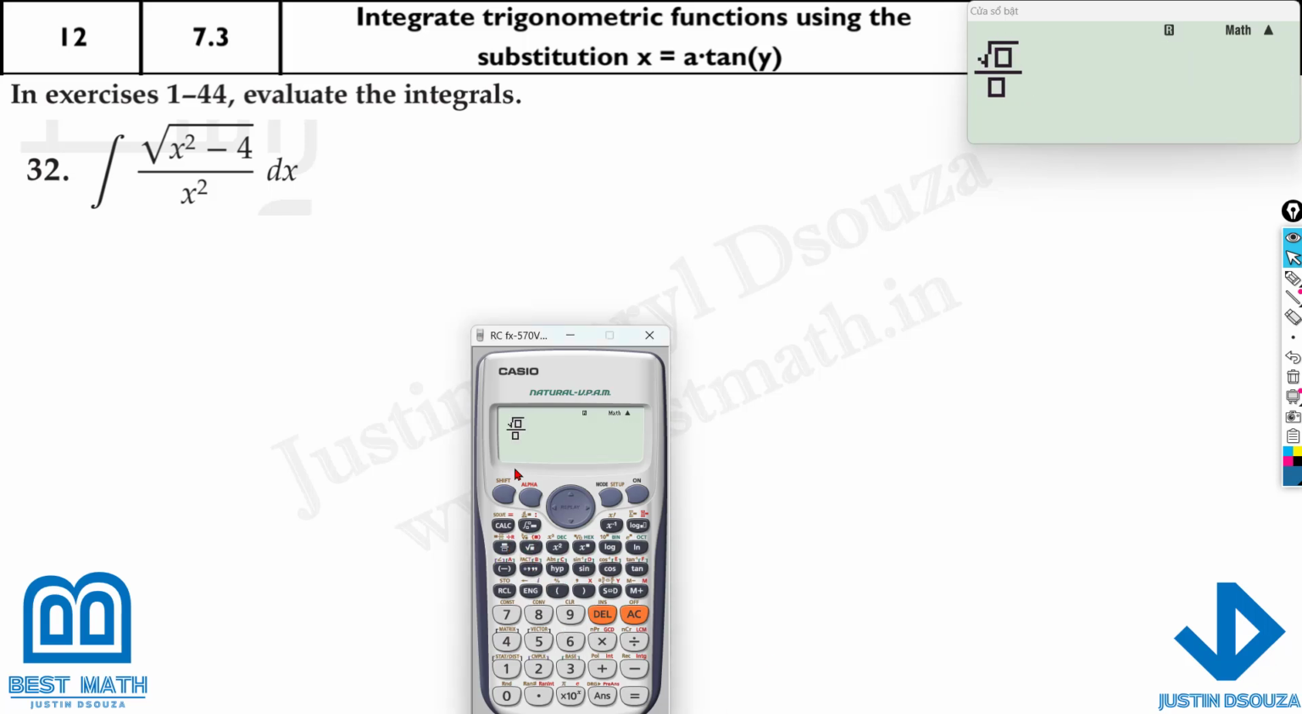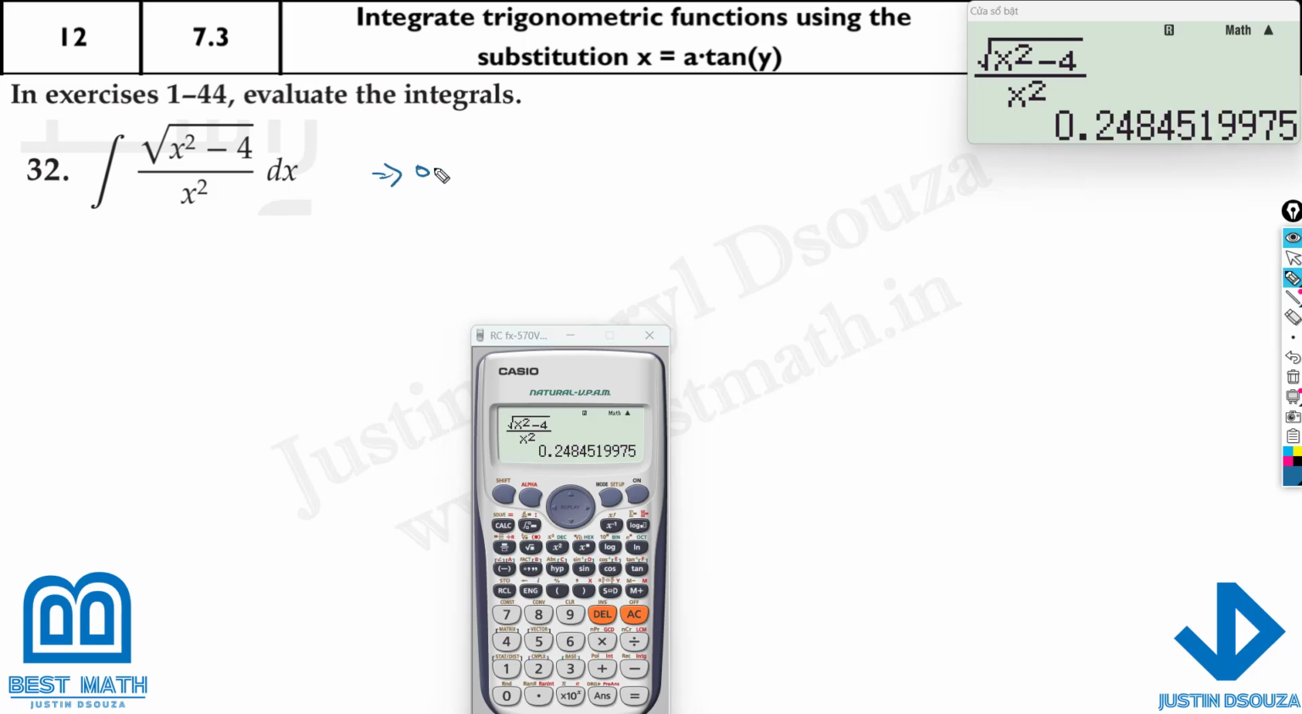Let's solve it up. It's square root x squared minus 4 divided by x squared. Now calculate this. Now you can't use 2. Why? Because 2 squared is 4, 4 minus 4, it'll be 0. That's not accurate enough. So use something more than that. What we'll do is we'll take 3 here, and now we get the value that is 0.2484. So let me write it over here, 0.2484.